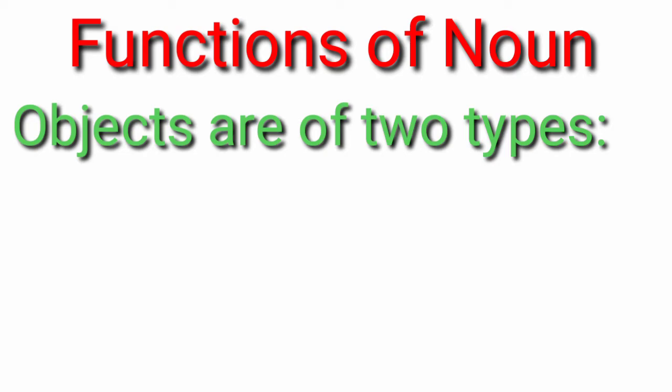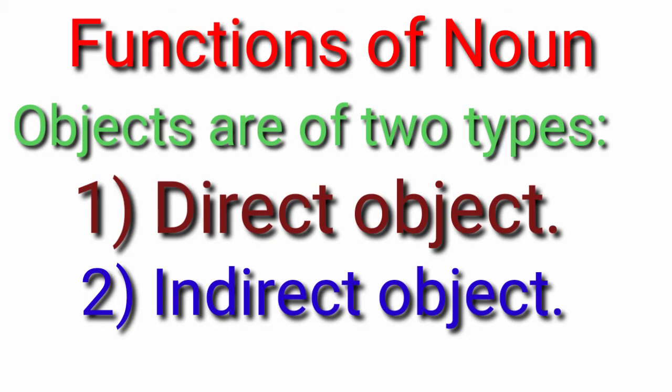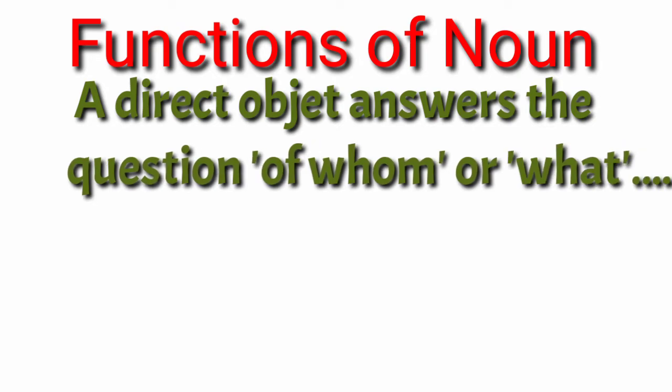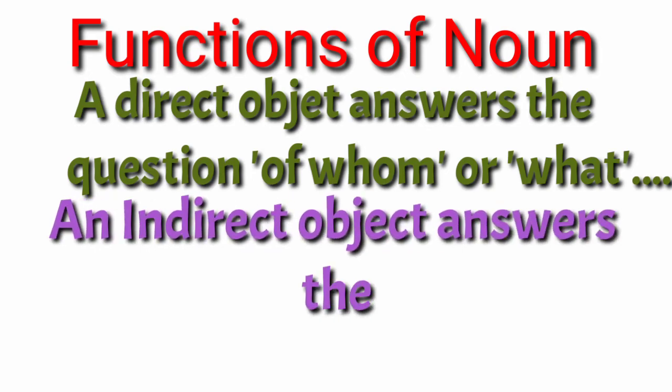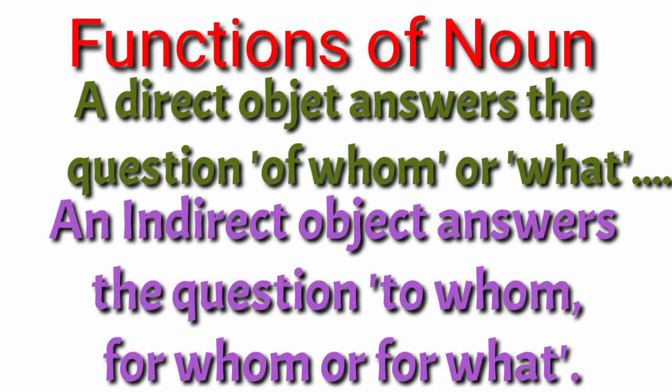How to identify them? There is a particular test. A direct object answers the question of whom or what. If you want to get the direct object, ask the question whom or what to the verb. An indirect object answers the question to whom, for whom, or for what. If you want to get the indirect object, ask the verb the question to whom, for whom, or for what.